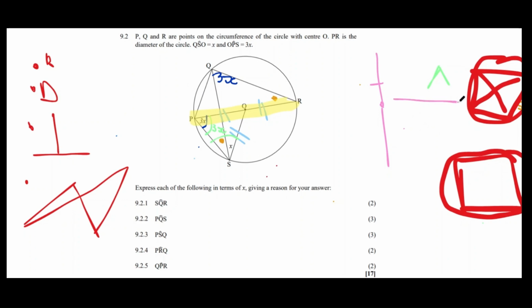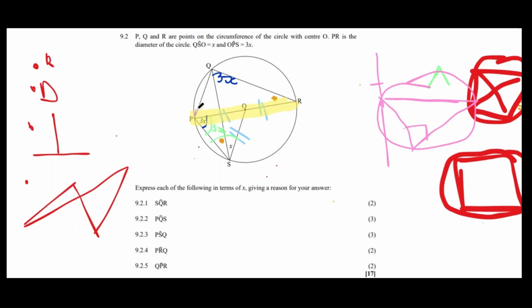When a line subtends an angle, it means that that line holds that other angle to the point where it reaches the circumference of the circle. So if we have a diameter, that diameter will subtend a 90-degree angle. So the angle that the diameter subtends is going to be 90 degrees. Let's go back and identify the angle that PR subtends.